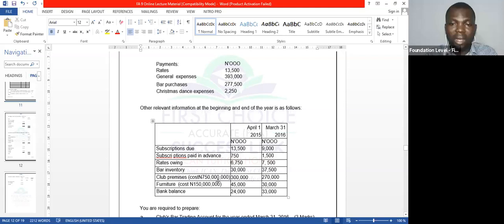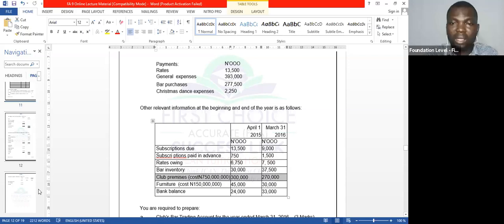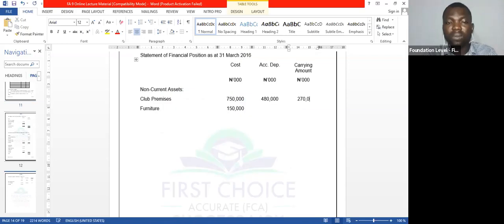So far, we now have our carrying amount. We can derive our accumulated depreciation by working backward. So we have here 480,000, and the carrying amount is 270,000. So for the furniture, we repeat the same thing. For the furniture, our carrying amount given to us is 30,000. So 150,000 minus 30,000 will give us 120,000. So our accumulated depreciation is 120,000.